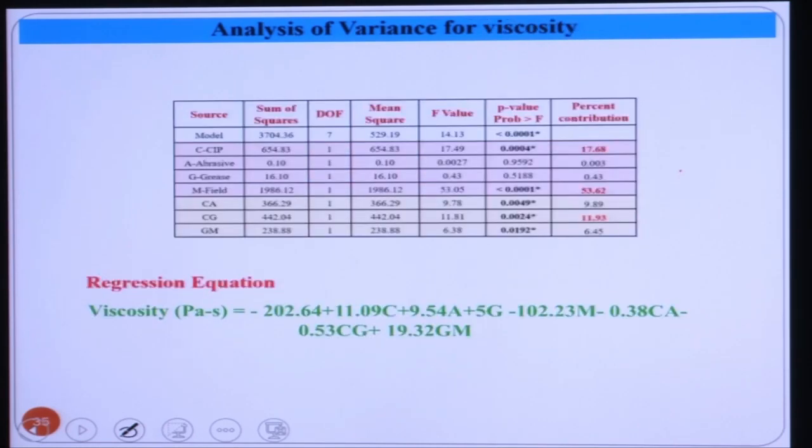Similarly, ANOVA is done for the viscosity model also. What we found is that here also the magnetic field has a very high contribution, 53.62%, and 17.68% for the next factor, but abrasive and grease do not have that much contribution. So these are the regression equations for the viscosity model.